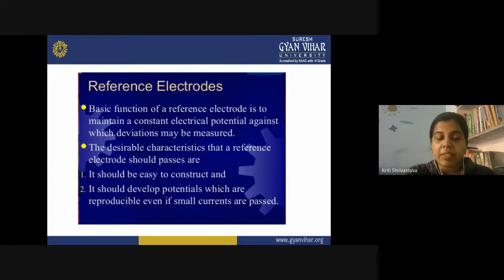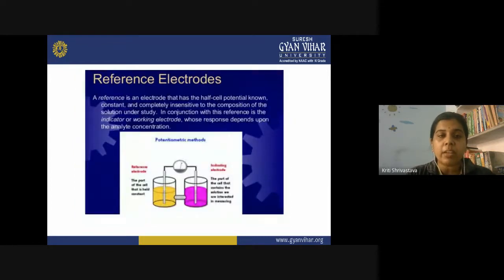Because if there is an effect of current and the potential of your reference electrode gets changed, then you cannot use it as a reference. So it should develop a potential, and this potential should be reproducible, even when small currents are passed. So these are the two very common and very important characteristics of a reference electrode.